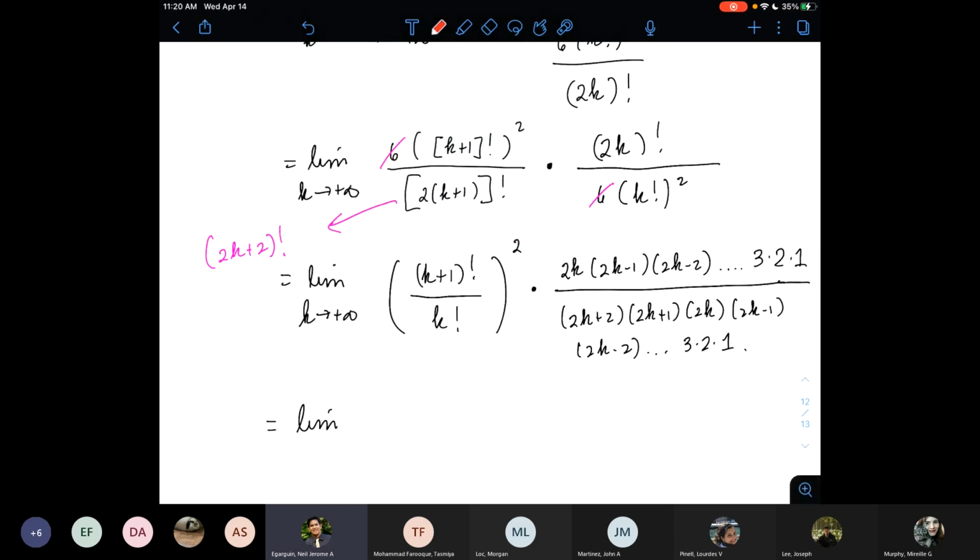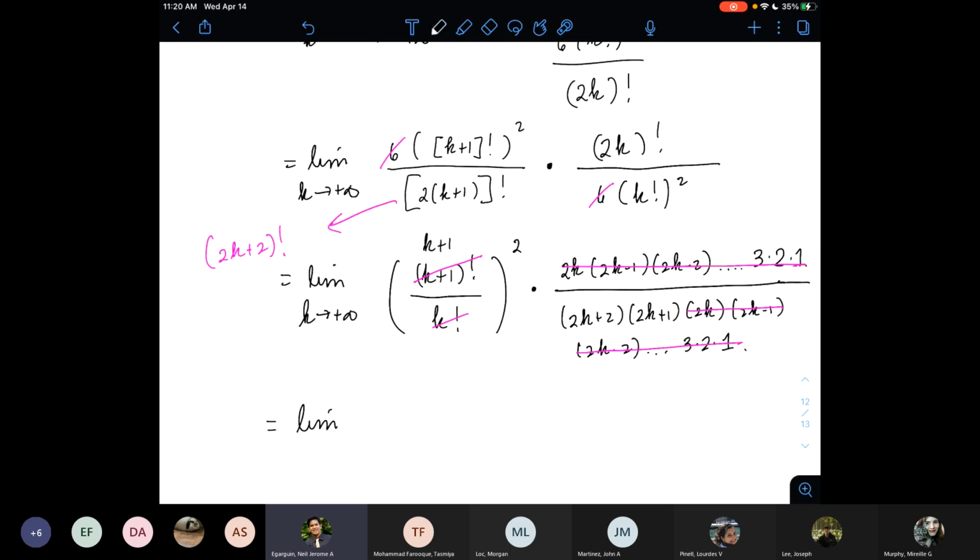And let's see what cancels out. So here, I have 2k all the way to 3, 2, 1, which can be canceled by this guy, 2k all the way down to 3, 2, 1. All right. And then k plus 1 factorial versus k factorial, there would be what? There would be a k plus 1 that remains on top, right? Because this guy is the product from 1 until k plus 1. The denominator is just the product from 1 till k. So after cancellation, there would be a k plus 1 left on top.